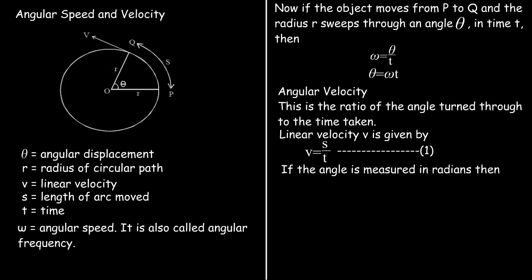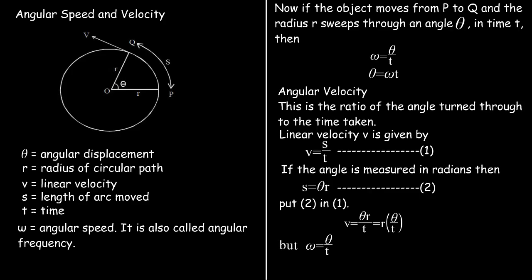If the angle is measured in radians, then s will be equal to theta r, which will be our equation 2. Now put equation 2 into equation 1. We have v equal to theta r over t, which will be equal to r in bracket theta over t. But we know that omega is equal to theta over t. Therefore, v will be equal to r omega.